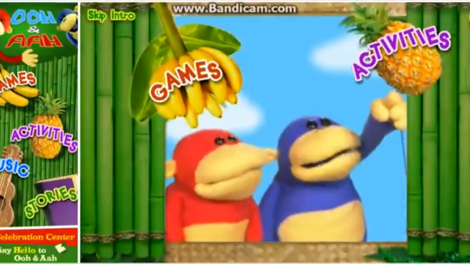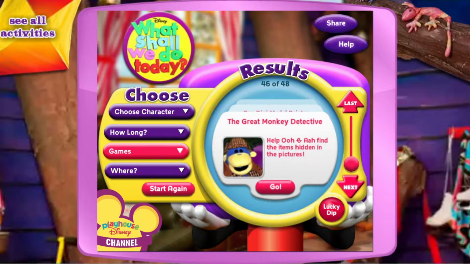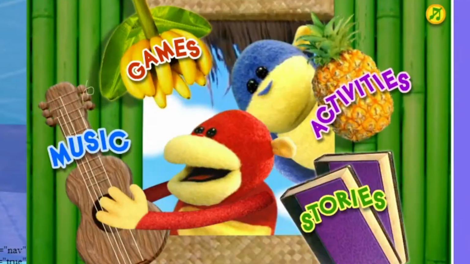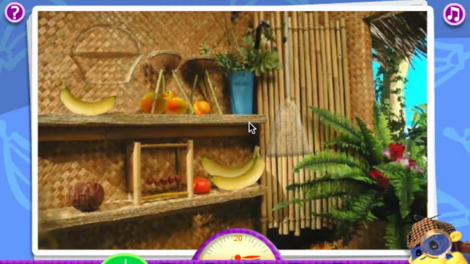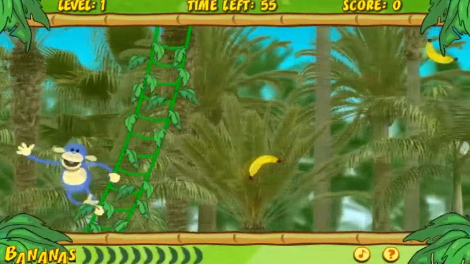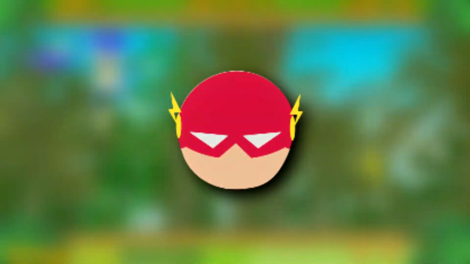Around 2007, Playhouse Disney released games and activities on its website for almost every show that was aired at the time. Mainly for educational purposes, it also included songs and stories for the viewer. Ooh and Aah also received its own games and activities, and, for our happiness, every single Ooh and Aah game has been properly archived in the Wayback Machine. All of the games are playable today, although you need a browser that supports Flash.